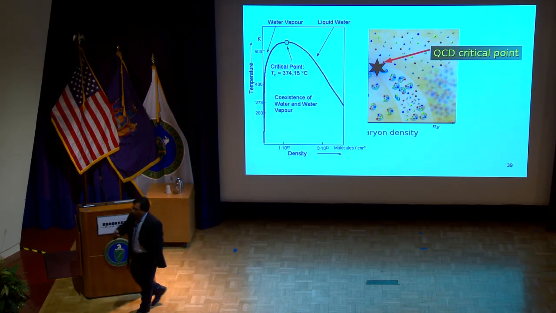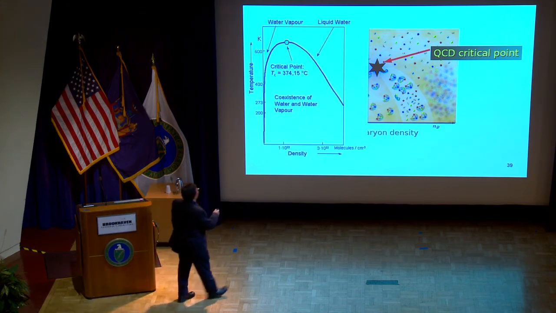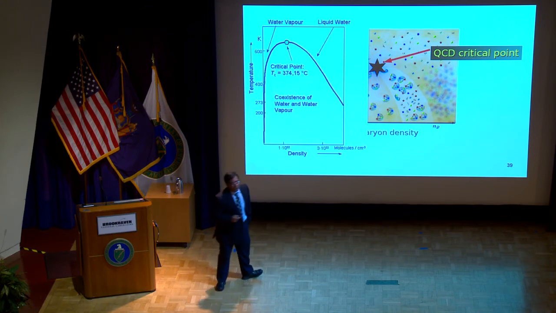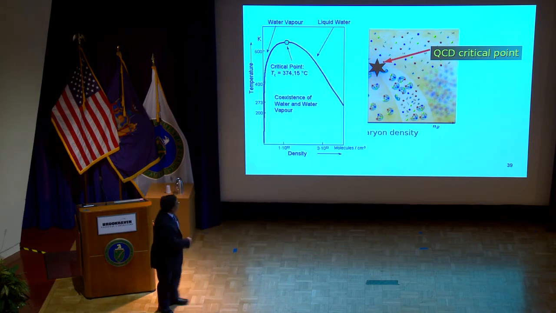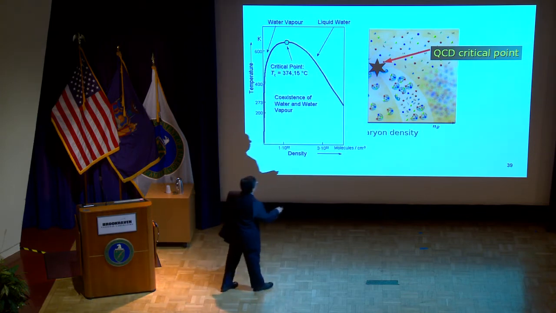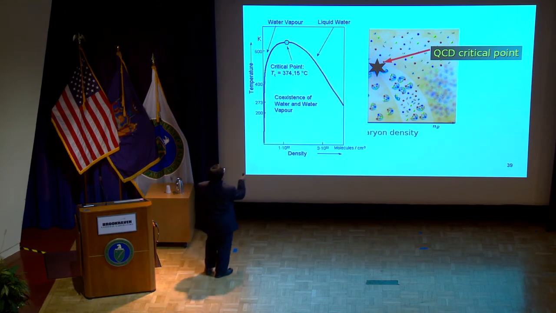So of course, our goal is to draw such a phase diagram for the fundamental quark-gluon matter similar to that of water. We would like to know where this coexistence phase is. We'd like to know where this critical point is for the fundamental matter, just like what we know in water.